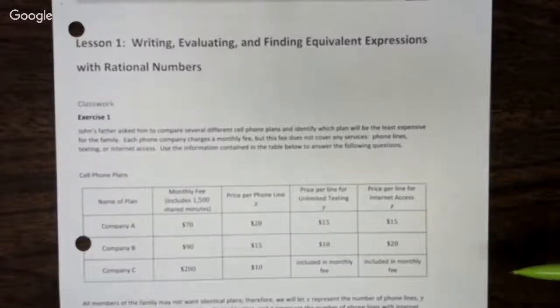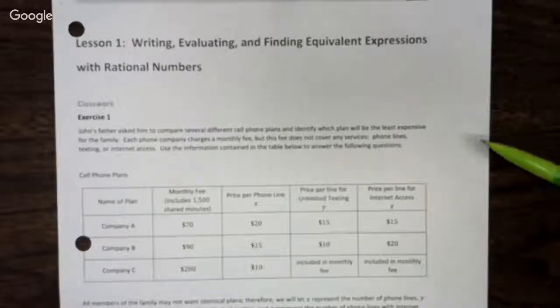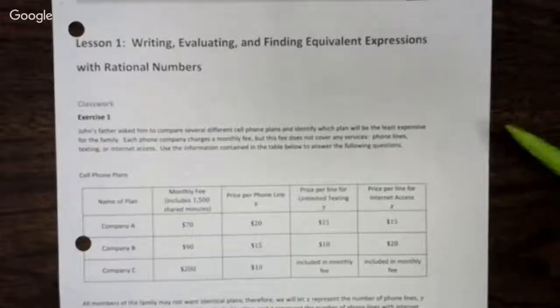It says, John's father asked him to compare several different cell phone plans and identify which plan will be the least expensive for the family. Each phone company charges a monthly fee, but this fee does not cover any services: phone lines, texting, and internet access. That's all additional fees. So using the information in this table, let's answer the following questions.